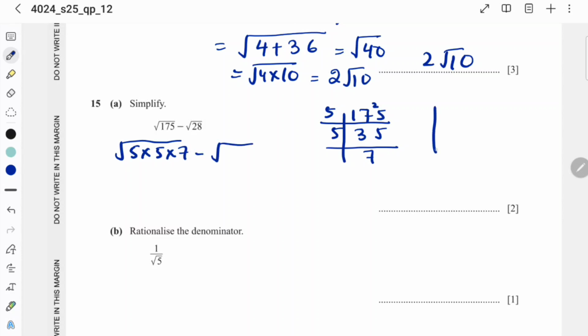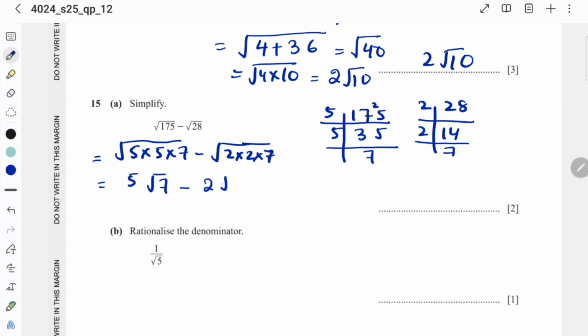So 28, we know that 4 7s are 28. So 2 14s and 2 7s. So 2 into 2 into 7. Okay, so we can write down that it's 5 square root 7 minus 2 square root 7. So we can easily subtract. 5 minus 2 is 3. 3 square root 7 is the answer for this question.